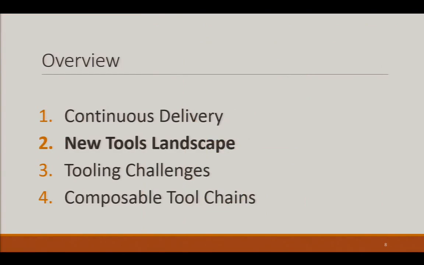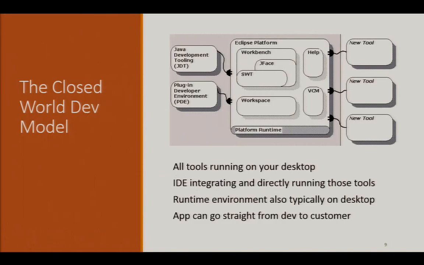Okay, so now I'm going to shift and talk about the tooling landscape for teams that are practicing continuous delivery. What many of us came from, and many developers are still in today, is what I call a closed world development model, where everything you need to do, from writing the code to releasing it to a customer, you can do from your desktop. This picture here is from the Eclipse 1.0 architecture diagram, showing how it can bring all your development tools together so that your IDE or your desktop can be the integration point for every piece of tooling you need in order to build and deliver your application.